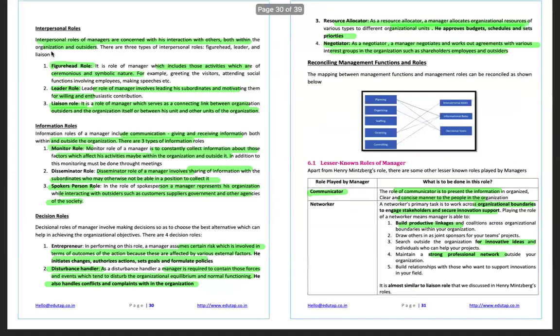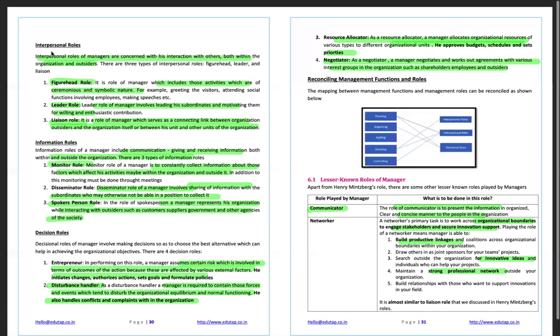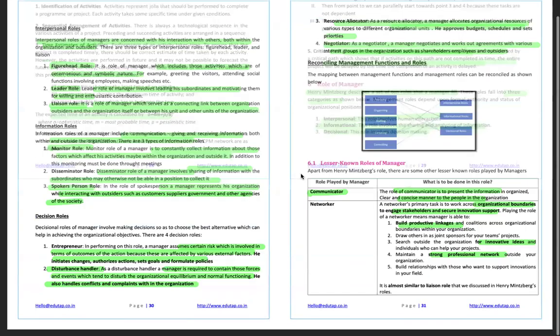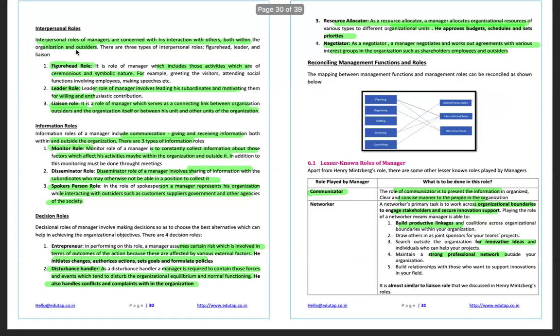So the first was the interpersonal role, then informational and decisional. In interpersonal there are also three categories. Interpersonal roles of a manager are concerned with his interaction with others, both within the organization and the outsiders. There are three types of interpersonal roles: figurehead, leader, and liaison.